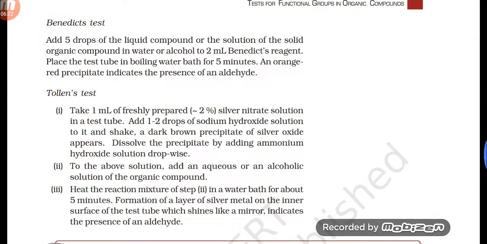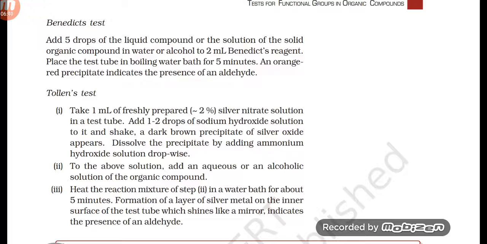Benedict's test. Add 5 drops of liquid compound or the solution of the solid organic compound in water or alcohol to 2 ml Benedict's reagent and place this test tube in boiling water for 5 minutes. An orange red precipitate indicates the presence of an aldehyde.